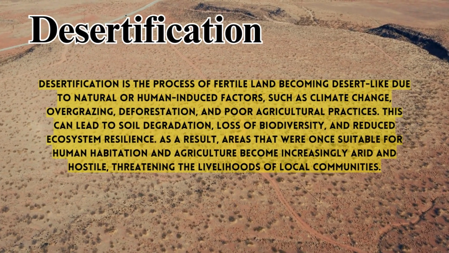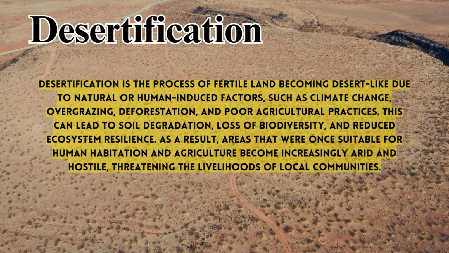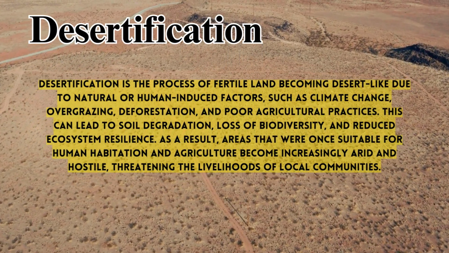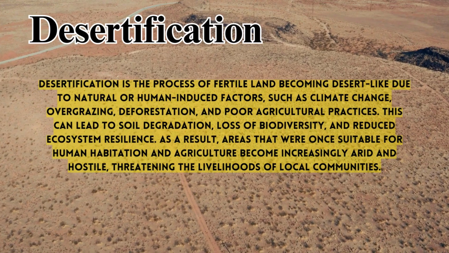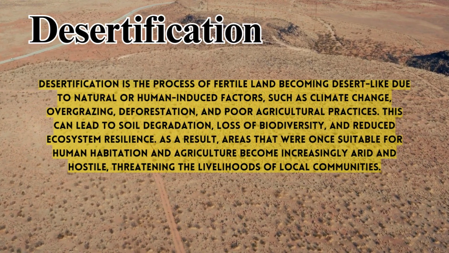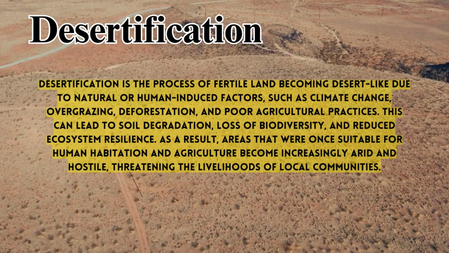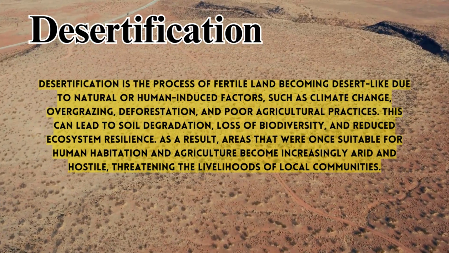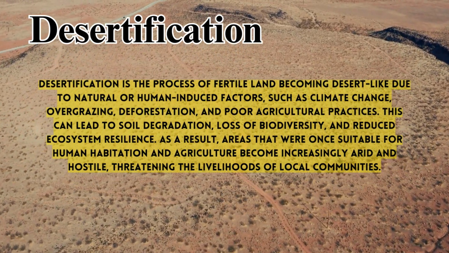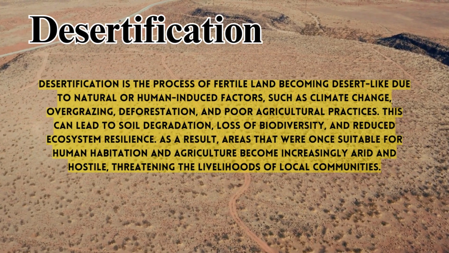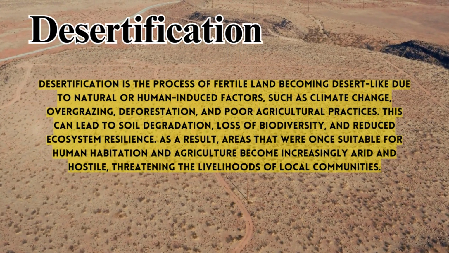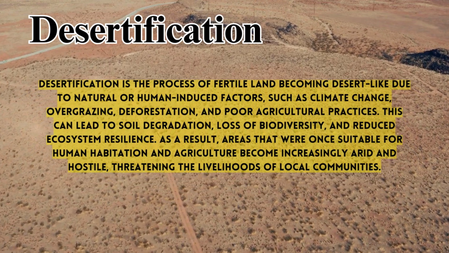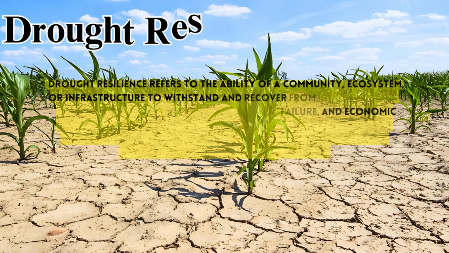Desertification. Desertification is the process of fertile land becoming desert-like due to natural or human-induced factors such as climate change, overgrazing, deforestation, and poor agricultural practices. This can lead to soil degradation, loss of biodiversity, and reduced ecosystem resilience. As a result, areas that were once suitable for human habitation and agriculture become increasingly arid and hostile, threatening the livelihoods of local communities.